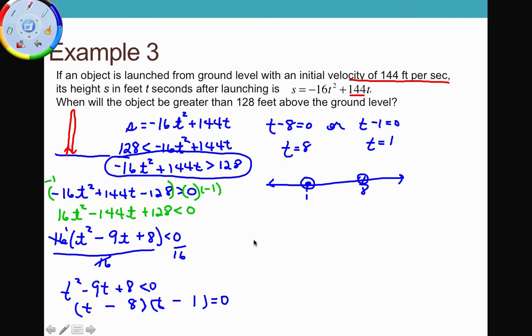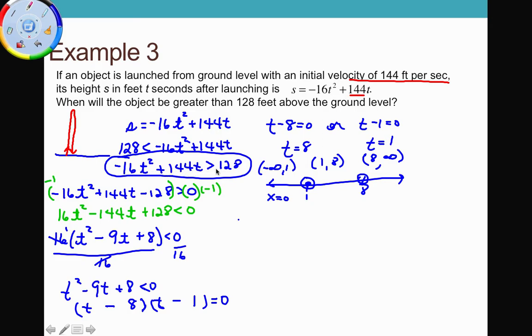Alright, so what we're looking at, since we have an inequality, we're looking to see what intervals work. So if I have the interval negative infinity to 1, I've got 1 to 8. Remember, it says greater than 128 feet. So at 1 and 8 seconds, it'll be at 128 feet. So over here, we could test 0, putting that back in my original equation, or my original inequality, okay, right here.